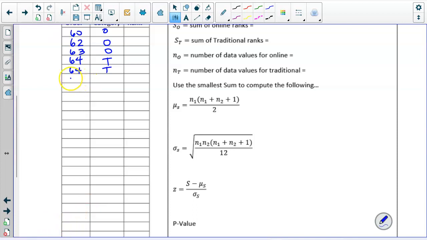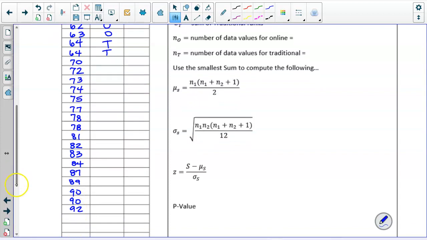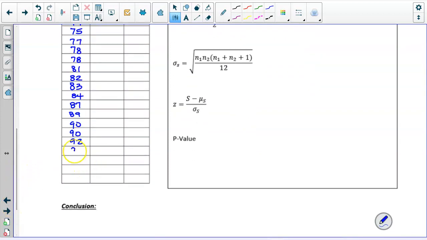All right, so just double check with me. The next one I had was 70, and 72, 73, 74, 75, 77, 78, 78, 81, 82, 83, 84, 87, 89, 90, 90, 92, 97, 98, and 100. Okay?